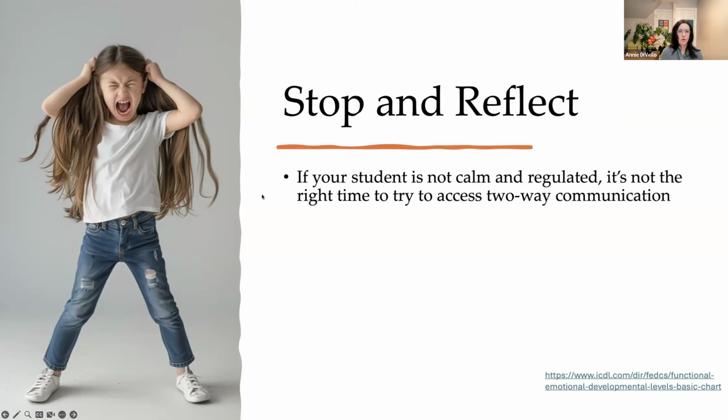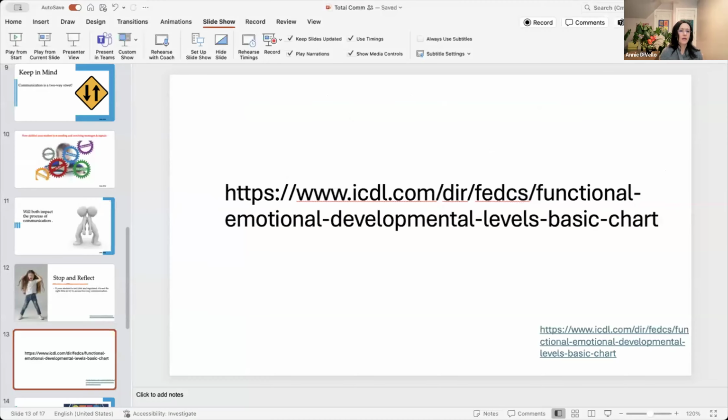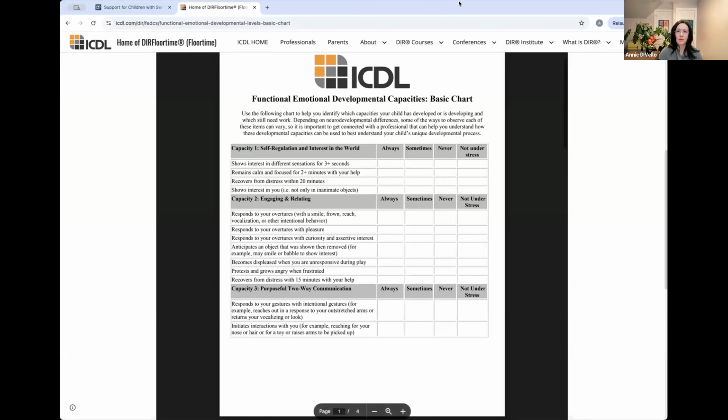I'm going to stop and show you this really amazing visual diagram from ICDL, which is a very well recognized entity in the world. It's the work of Dr. Stanley Greenspan and his amazing research over the years. But I want to show you this chart that looks at some of our basic functional emotional developmental capacities. It's a big mouthful, I know, but capacity one, step one, self-regulation and interest in the world.